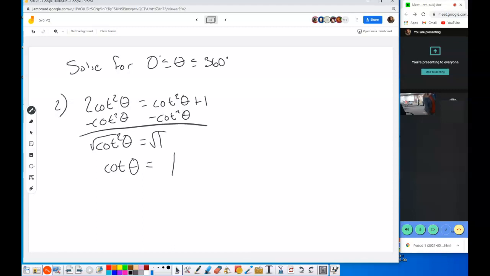Right, we need that plus or minus. You always want to remember to put that plus or minus when you're taking the square root, because negative 1 times negative 1 is still positive 1. That's where that minus comes from. So we need to consider both a positive 1 and a negative 1. So I'll go ahead and write those two.